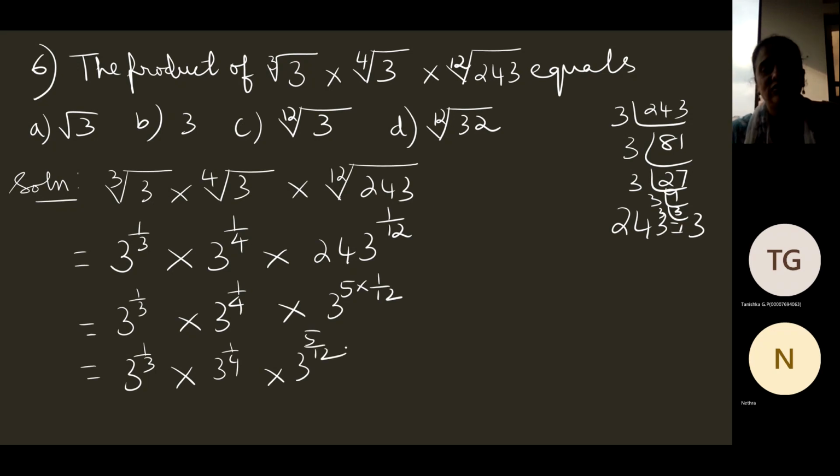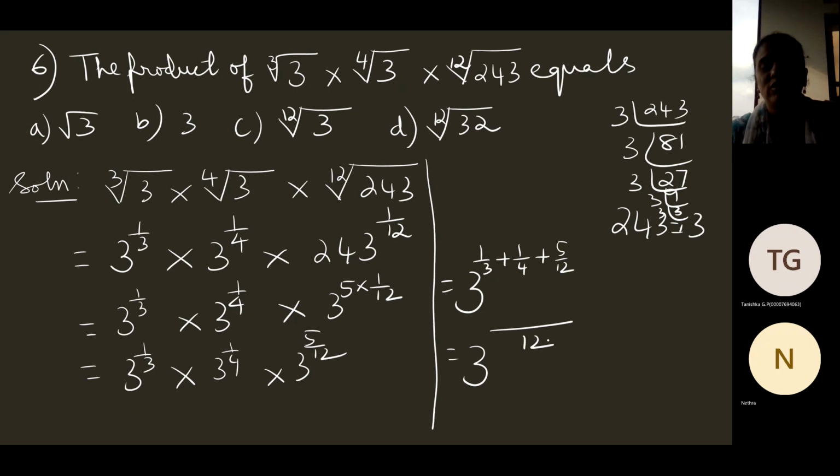Now use the law of indices or exponents. When bases are same and it's multiplication, we add the powers. So 1 by 3 plus 1 by 4 plus 5 by 12. Take the LCM, 12 is the common denominator: 4 plus 3 plus 5. So that is 3 to the power 12 by 12, or 3 to the power 1, which is 3. So the value is 3.